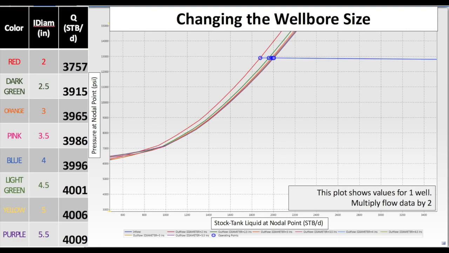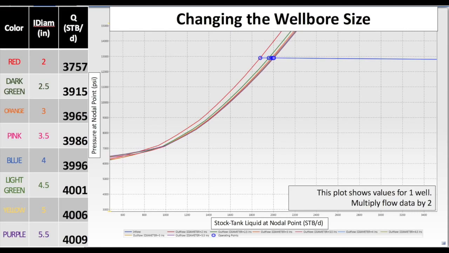The 2-inch diameter wellbore represented by the standalone red TPR curve gave us the lowest flow rate of around 1,878 STB per day. This is due to the increase in the frictional factor through the wellbore. This flow in the wellbore lost velocity to this frictional component. Therefore, the dP over dZ value increased in the wellbore.